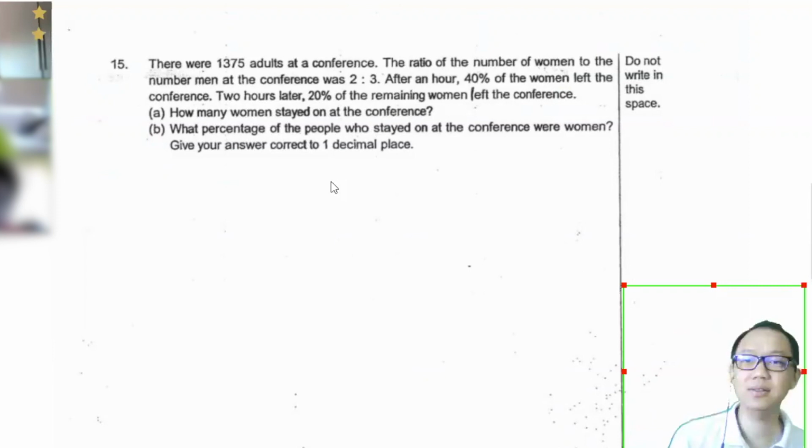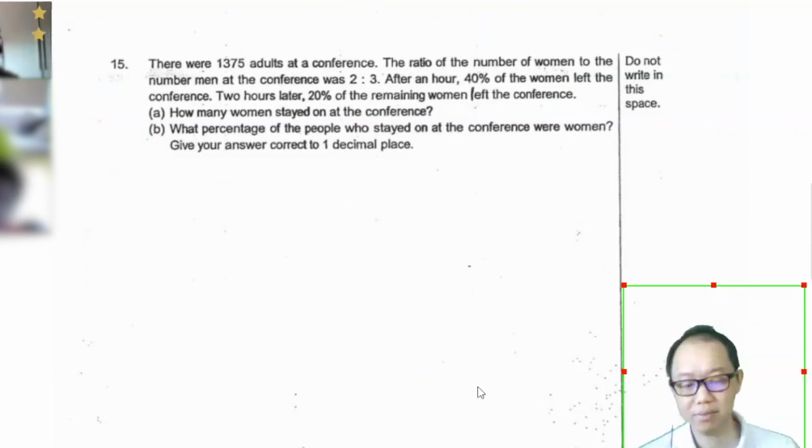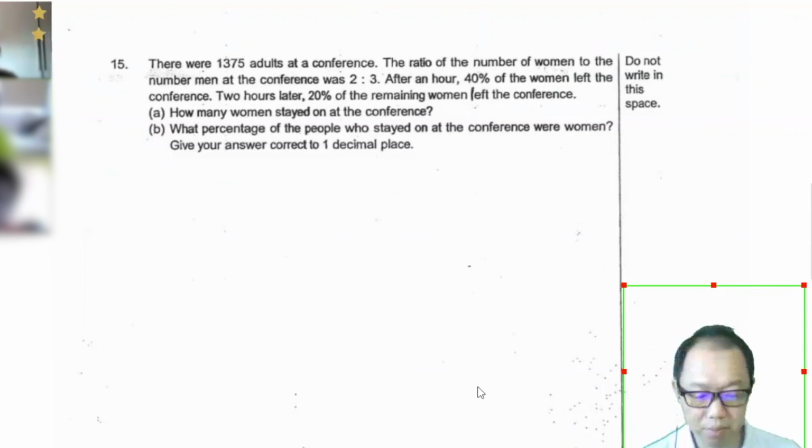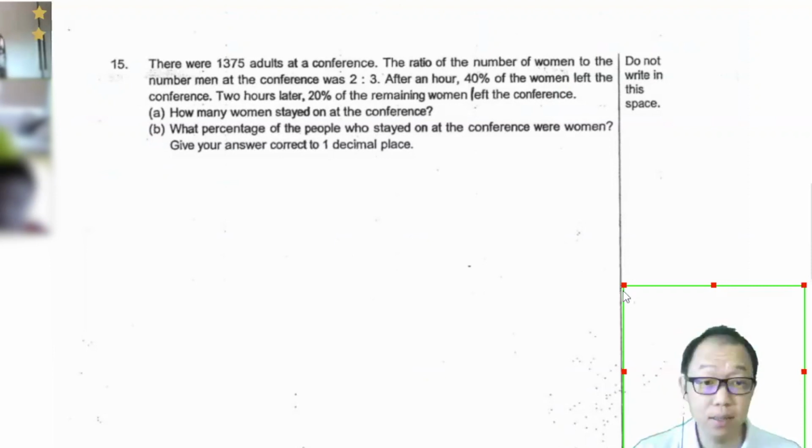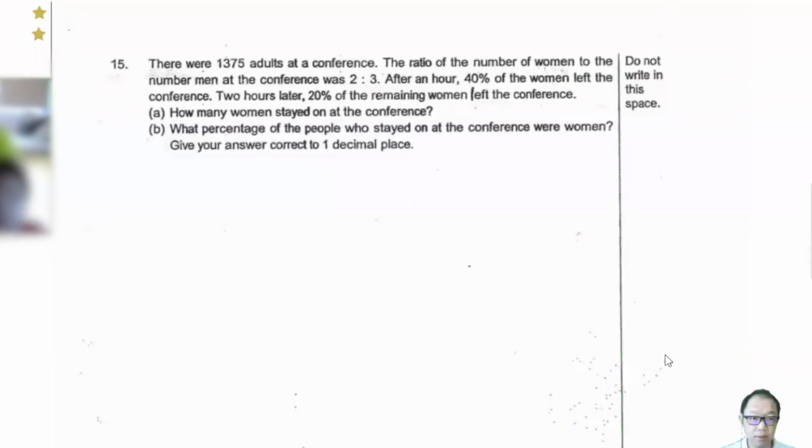Okay, so let's take a look at this. There were 1,375 adults at the conference. The ratio of number of women to men is 2 to 3. It's before and after. I'm going to need a lot of space for this. Scroll down. It is before and after, and then after that you get a new 100%. So your units and the 100% before and after are all different, so you cannot use the same 100% to refer to the same thing.